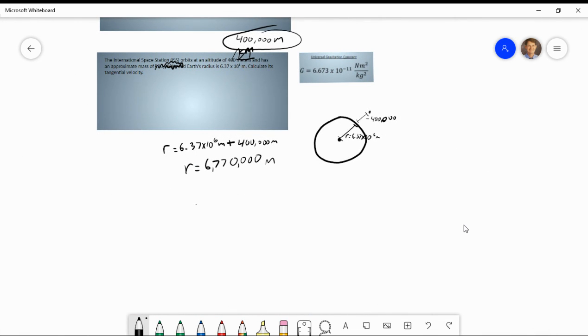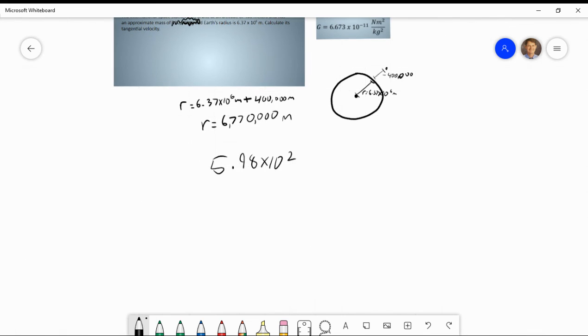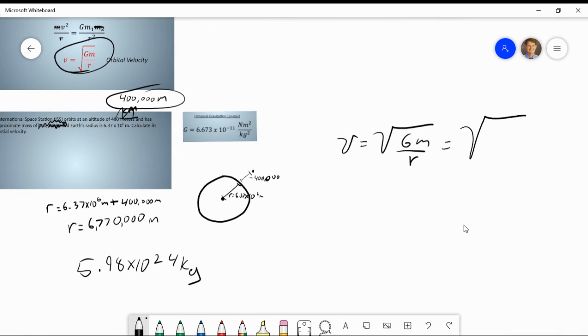All right. I'm kind of interested now in knowing, so I'm going to solve it. All right, let's check it out. Velocity equals the square root of big G times the mass over radius. And that is the square root of the big G, 6.673 times 10 to the negative 11.